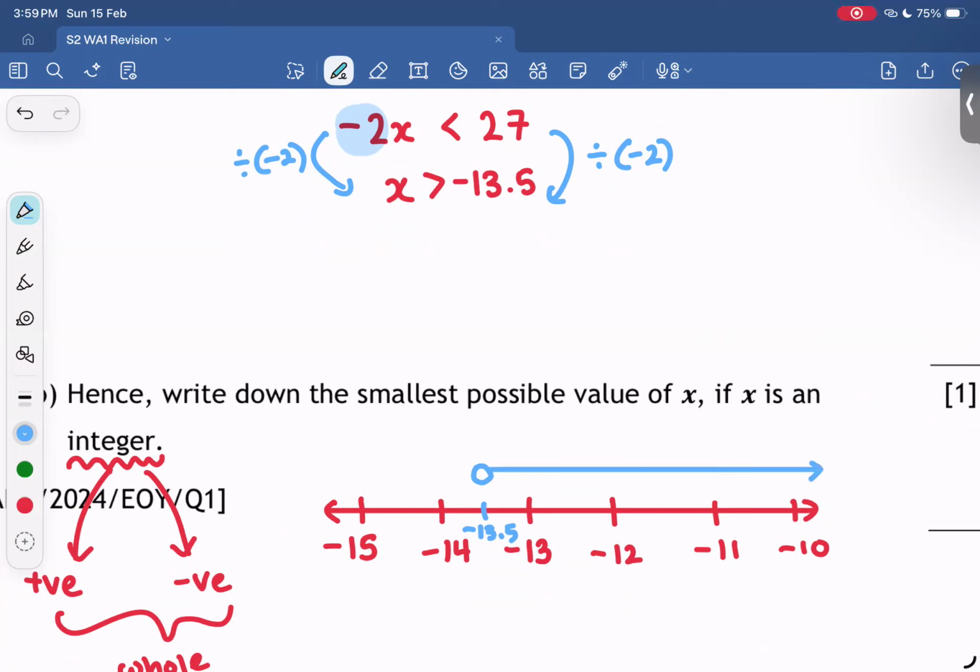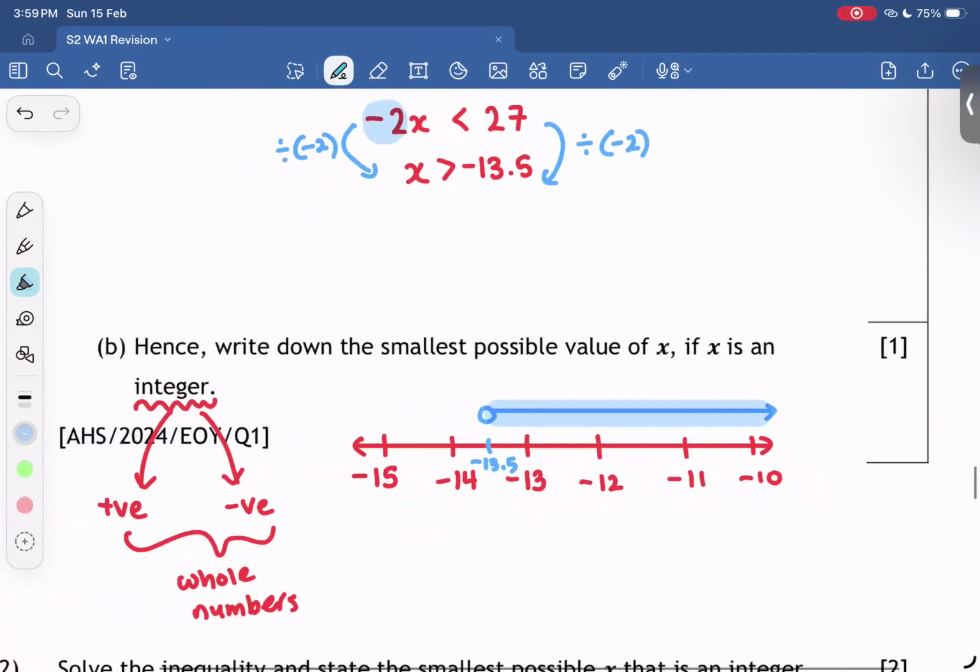Okay, so now they ask, what is the smallest possible value of x if x is an integer? Since I know my answer should lie pretty much on this line over here, let's see what the possible values are. It can be -13, -12, -11, -10. But we want the smallest possible. So smallest possible is -13. So x equals -13. That's the answer for this question.